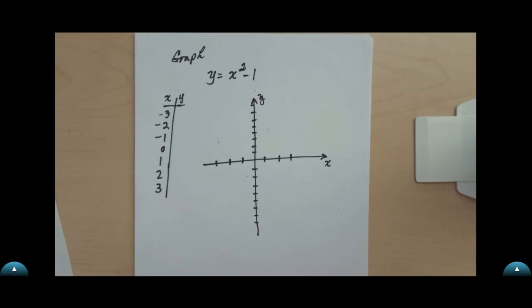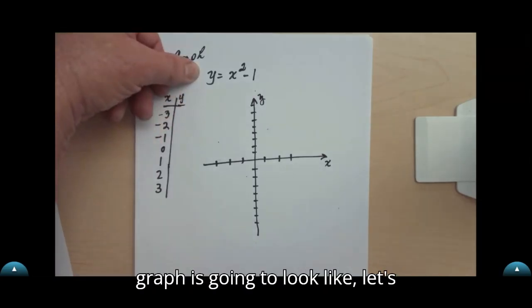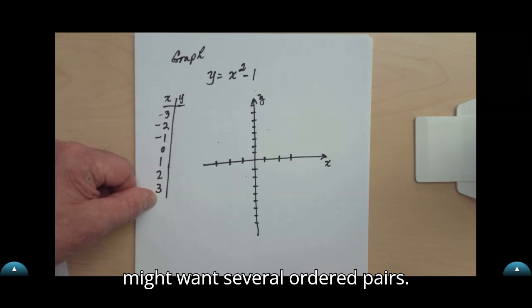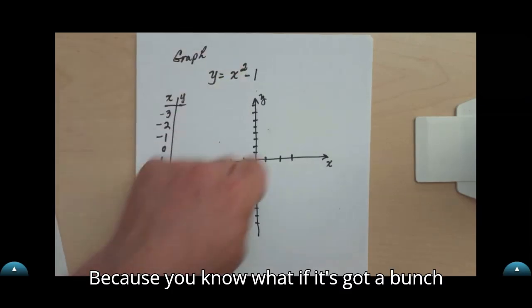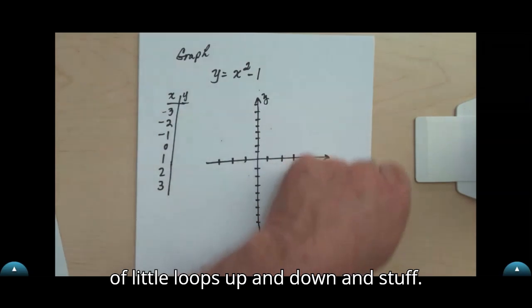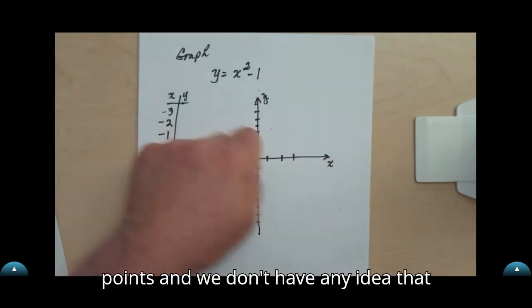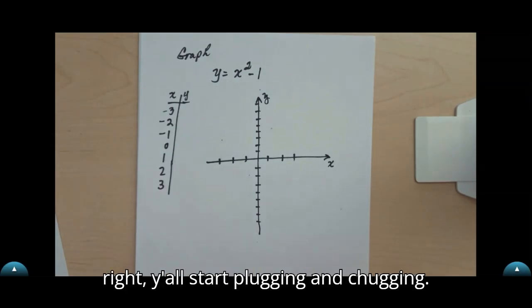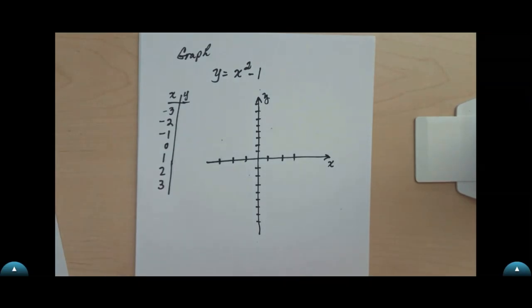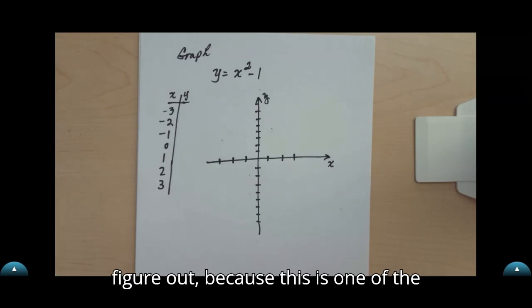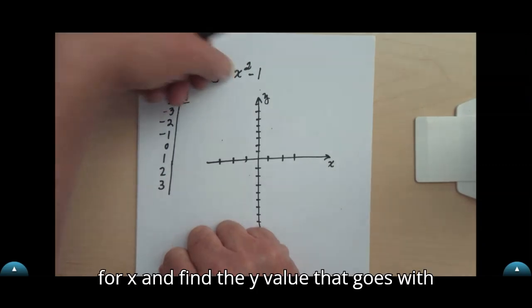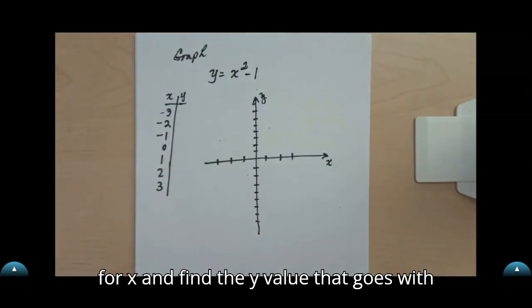So again, even if you do have an idea what this graph is going to look like, let's pretend we don't, in which case we might want several ordered pairs. Because what if it's got a bunch of little loops up and down? And what if we only get a couple of points and we don't have any idea all that's going on in the graph? So, all right, y'all start plugging and chugging. Just take a minute and see if you can figure it out, because this is one of the things you have to be able to do. You have to be able to plug a number in for x and find the y value that goes with it.